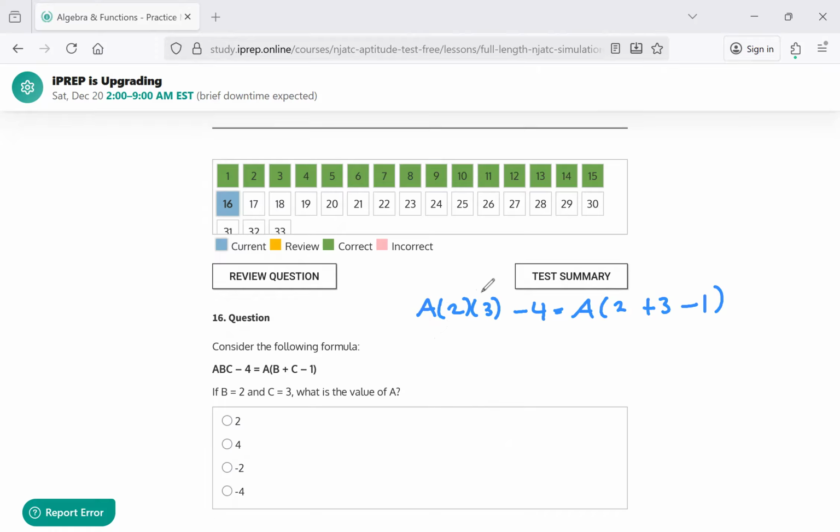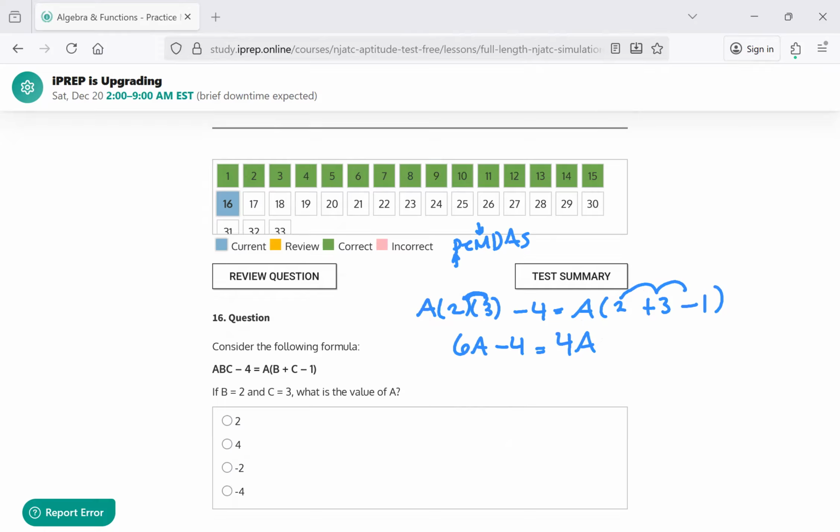So let's go ahead and clean this up. So let's do order of operation. On the left side, you should do the multiplication first. Because we don't have parentheses or exponents, we must do the multiplication. So 3 times 2 is 6, and then you have the A and then minus 4. You cannot combine them, so just leave that negative 4 alone. On the right side, what I would do first is do the parentheses first because of order of operation. You're just going to do 2 plus 3 minus 1, which is 4. So that's going to be 4A.